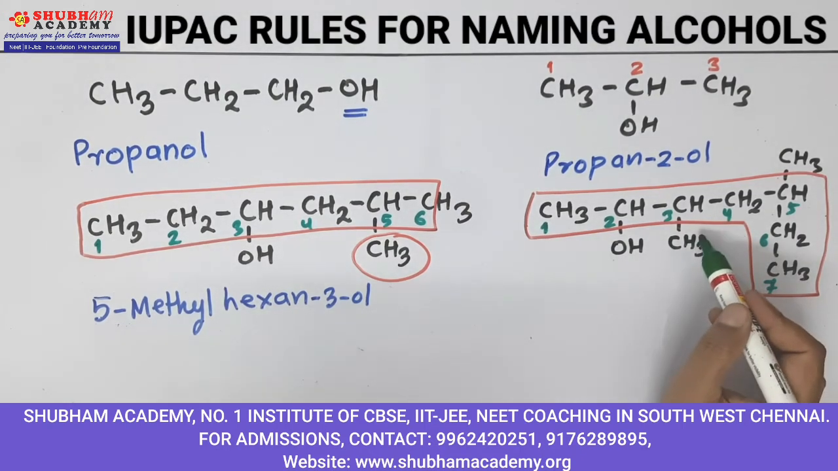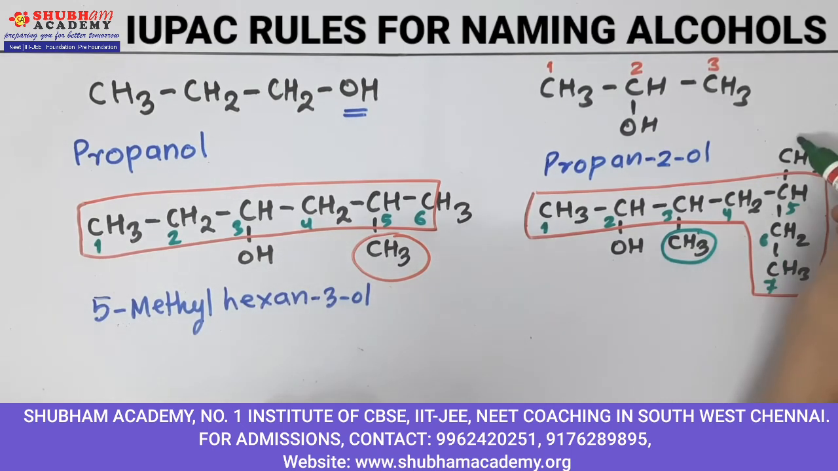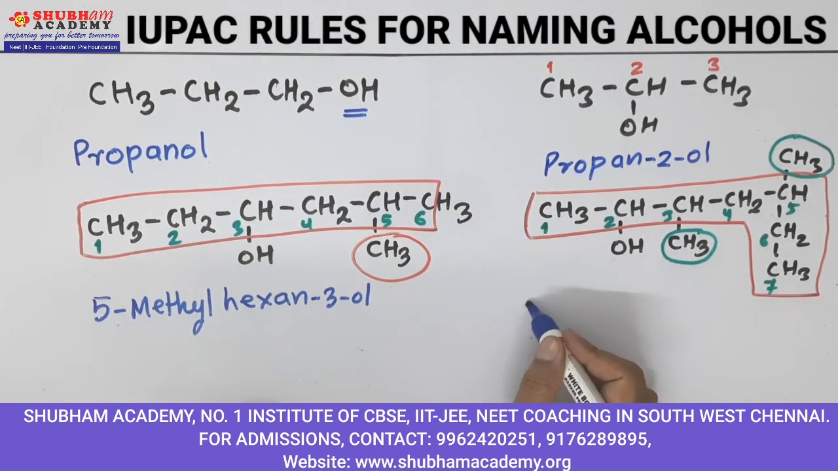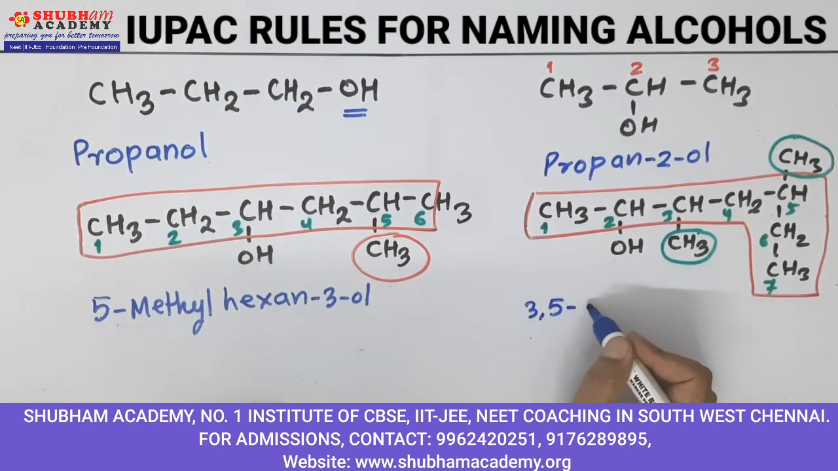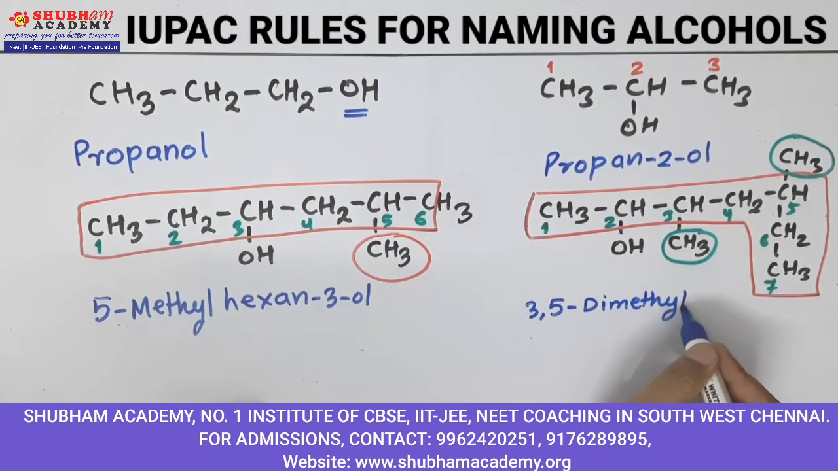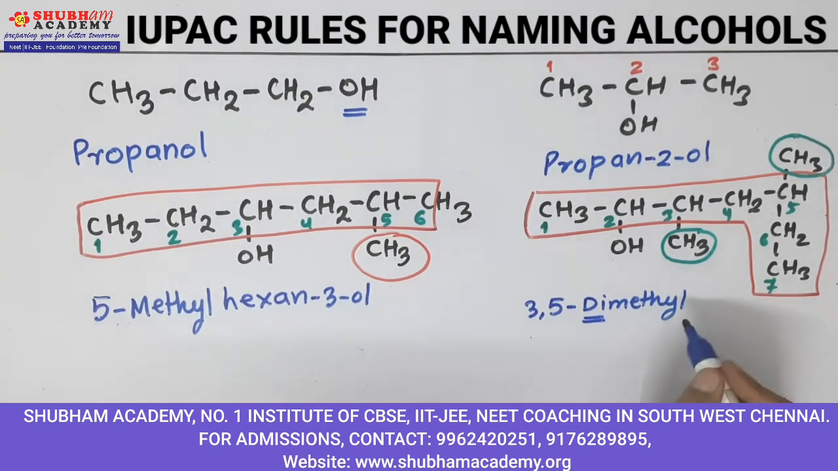Now you can see on the third carbon atom I have one methyl, and on the fifth carbon atom I have one more methyl. So how to name these two methyls? What are the positions? 3 and 5. So 3 comma 5, how many methyls? 2 methyls, so dimethyl. For 2, this is the numeral prefix. Dimethyl. Now the prefix part is over.